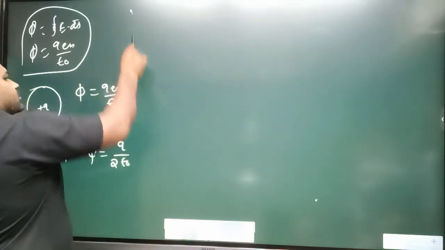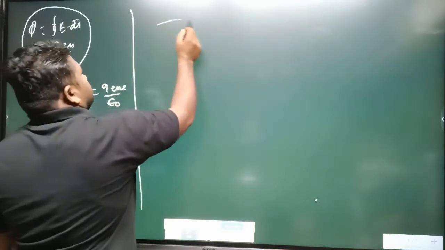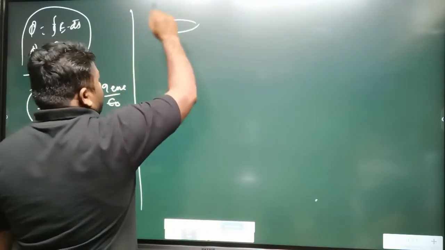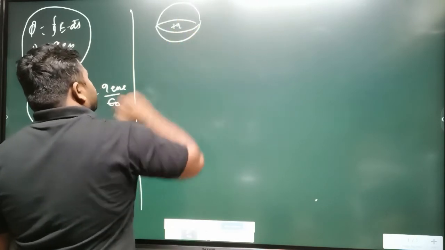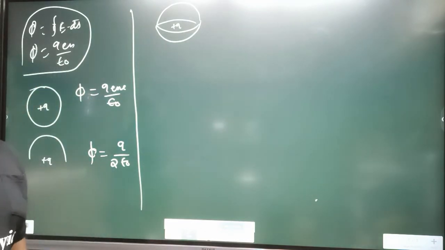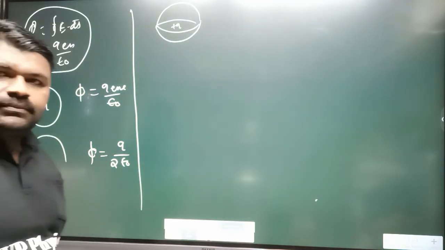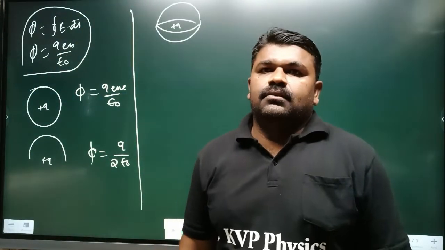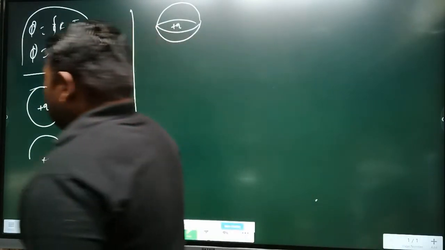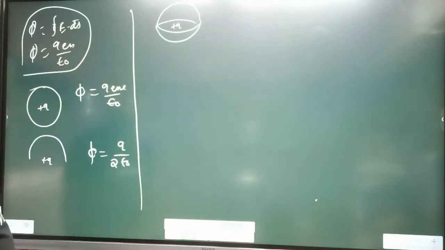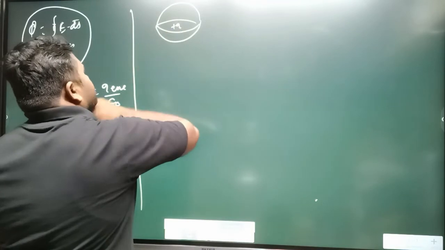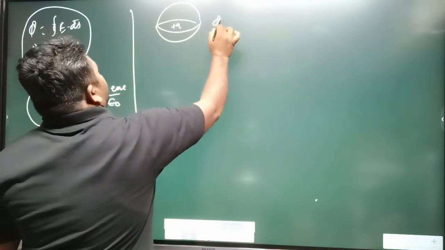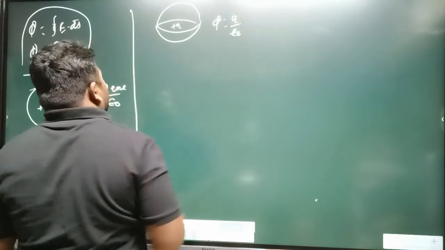Next. Suppose we take the ball. Suppose this one is a complete spherical system. We can place a q charge here. How much flux is passing through this one? Here this one is a sphere like that, a ball, and we place the q charge at the center. Then how much flux is passing through this sphere? Simply phi is equal to how much? Q by epsilon naught.